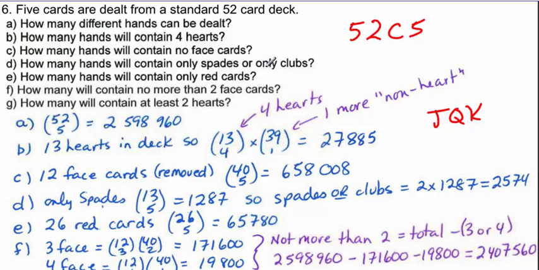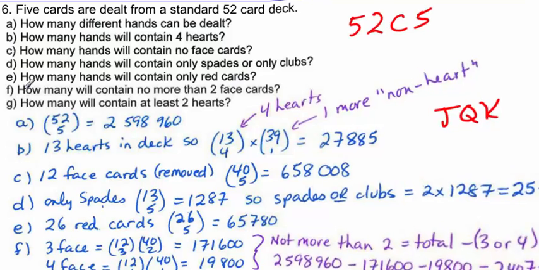Contain only spades or only clubs. Only spades, similar to this, there would be 13 choose 5 ways to get only spades, but there would also be that same number of possibilities of clubs, and so we have 1287 times 2 is this. Only red cards, half the deck is red, so there are 26 cards, choose 5 of them.